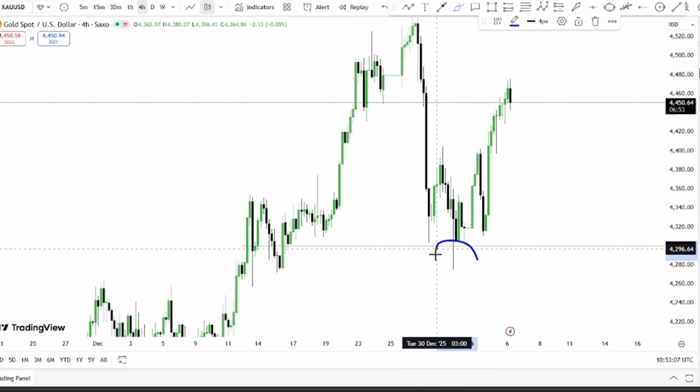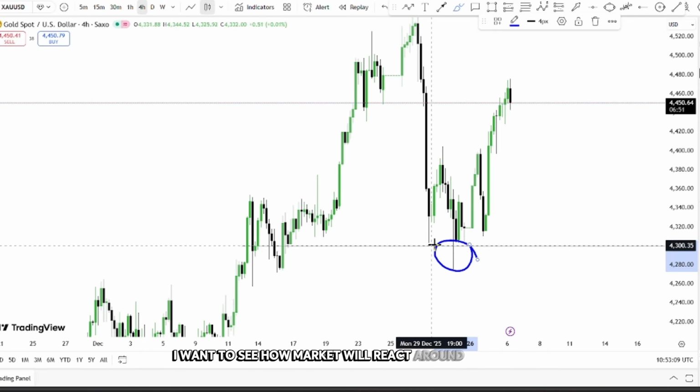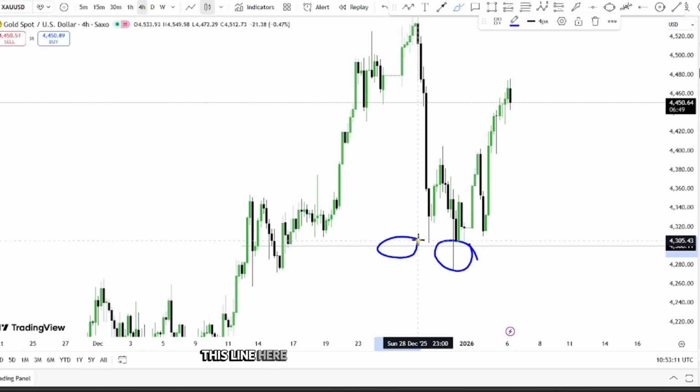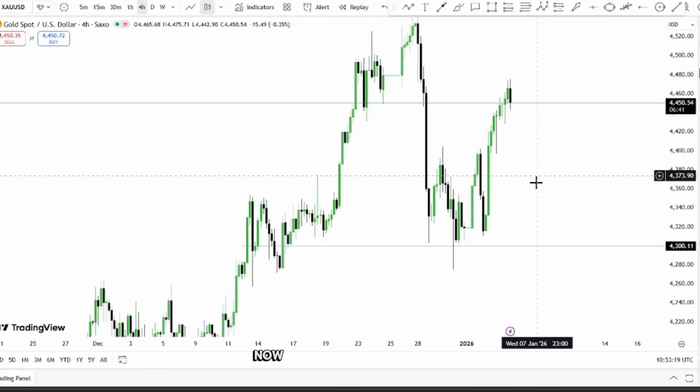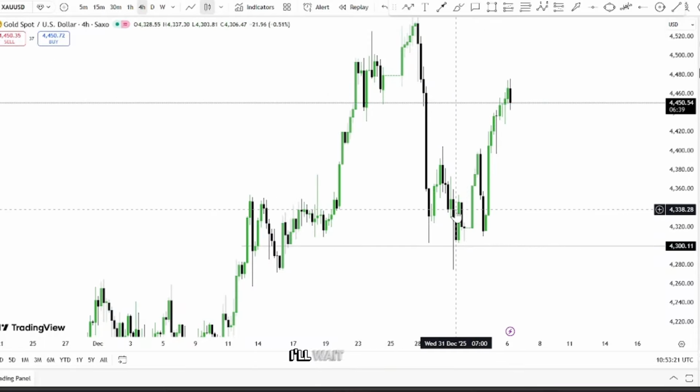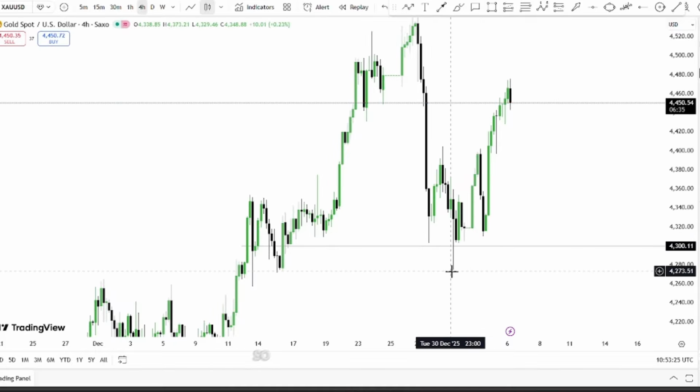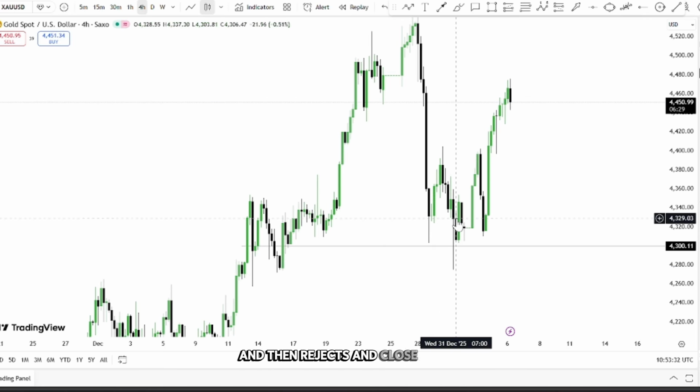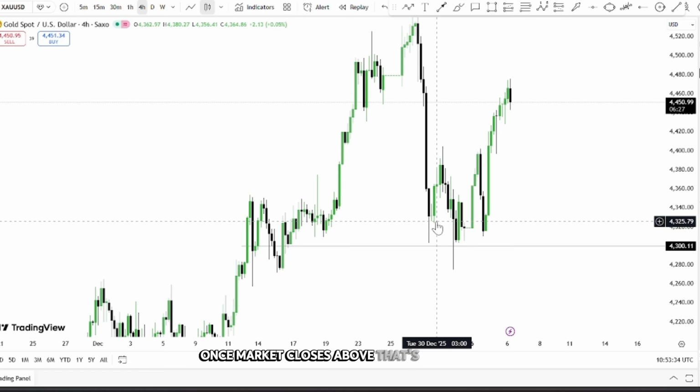Here's my zone. I want to see how the market reacts around this zone, this line here, before I make any decision. Now, the market drops into this point. I'll wait patiently and make sure that the market breaks this zone. So I hardly use pending orders. The market will break this zone inside and then reject and close above. Once the market closes above, that's a good sign.